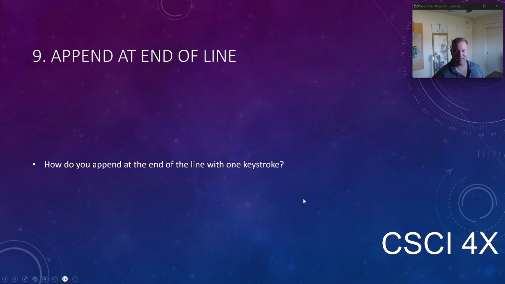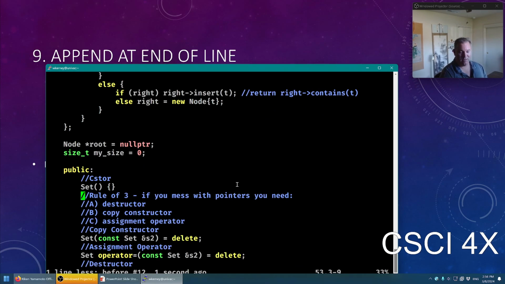How do you append at the end of the line with one keystroke? You're in command mode, and you want to go to the end of the line in insert mode. So something that looks like this. Like we're just in the middle here, and we want to jump to the end and start typing. One keystroke that will go to the end of the line and put you in insert mode for typing.